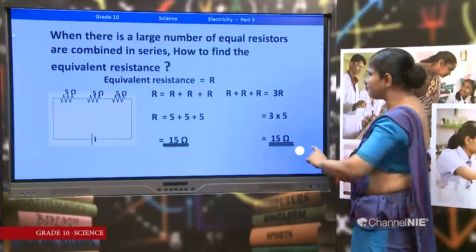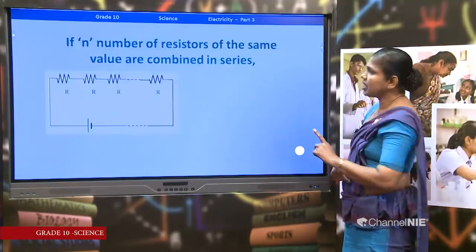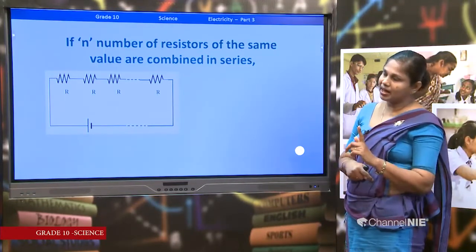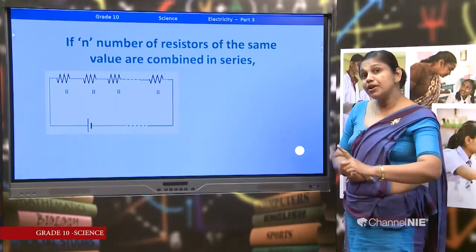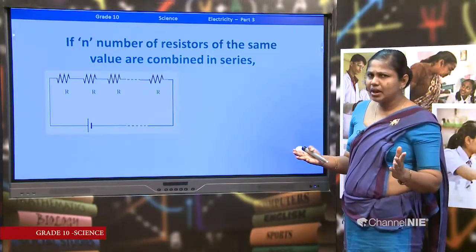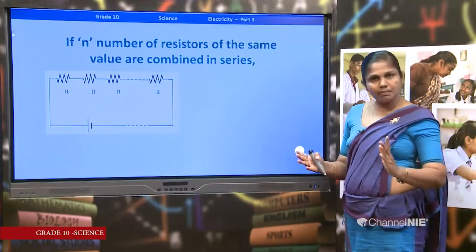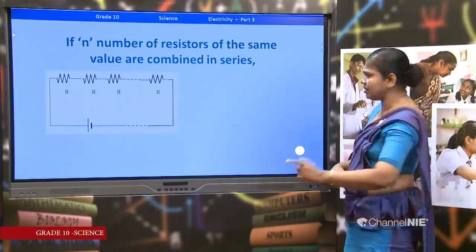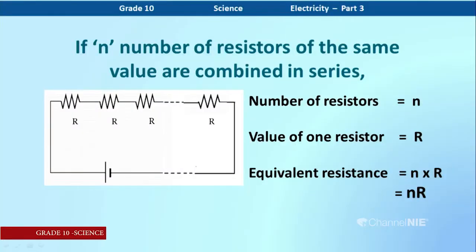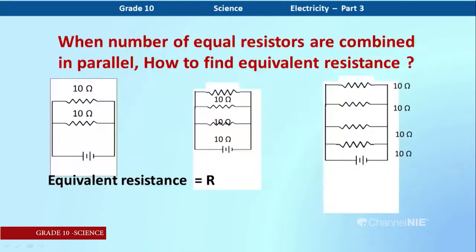If the value of one resistor is R, and if the number of resistors is N, we don't know the exact number of resistors. If the number of resistors is N, then how do we get the equivalent resistance, children? N into R, that's NR. Right. Okay.